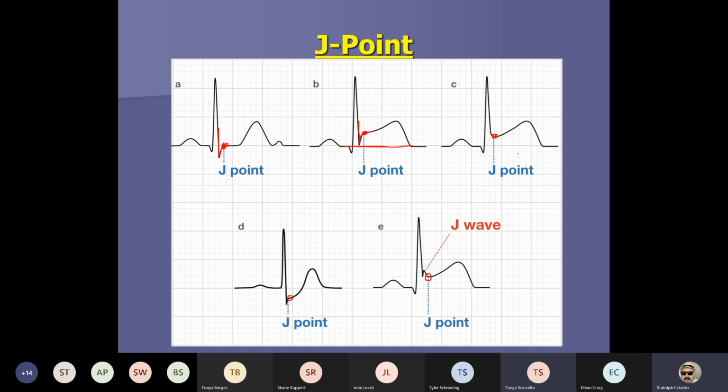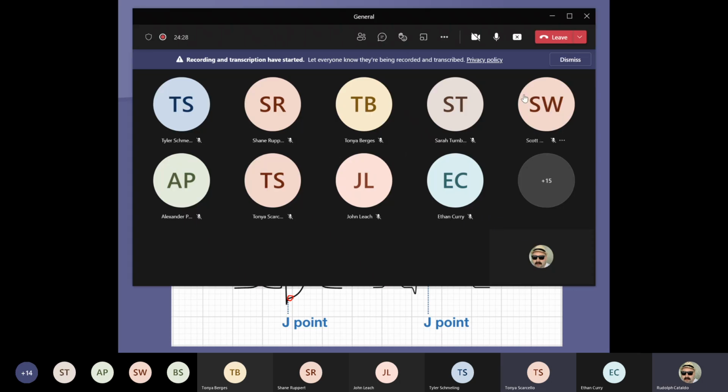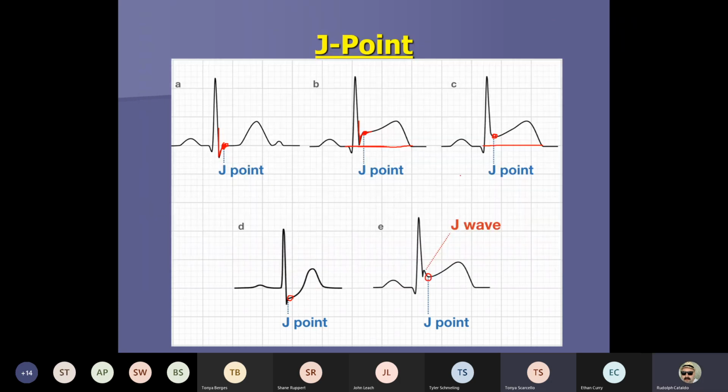Okay, looking at C. And I'm going to call on somebody random because I want to make sure everybody grasps this. Let's see who I got in this class. Mr. Leach. How much elevation would you say is there above baseline in C?